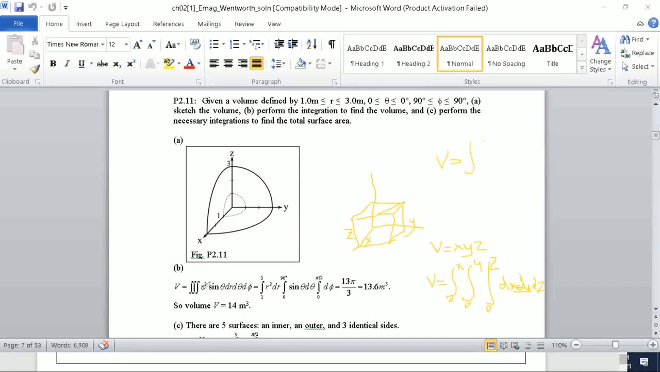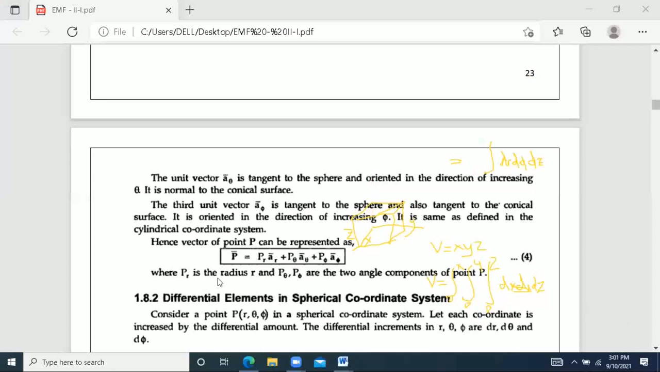So it would be 0 to X dx, 0 to Y dy. If we have a charge, a sphere of charge, it would be r squared sine theta dr d theta d phi. And we already established that theta goes from 0 to 90.